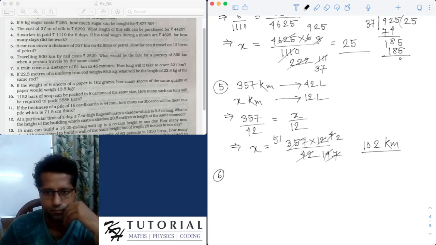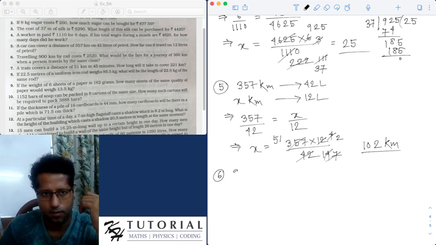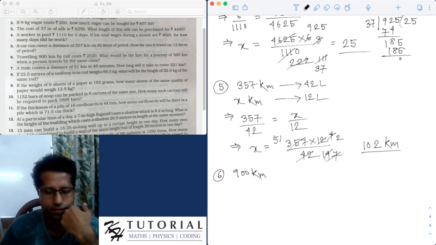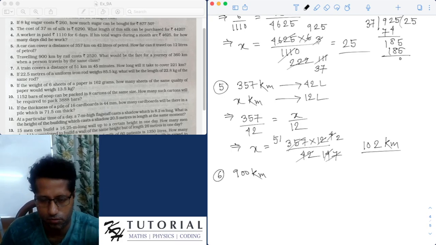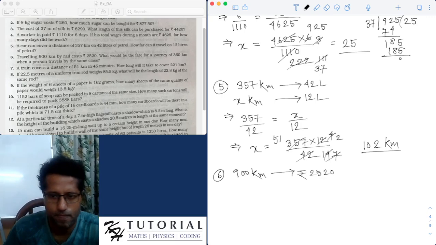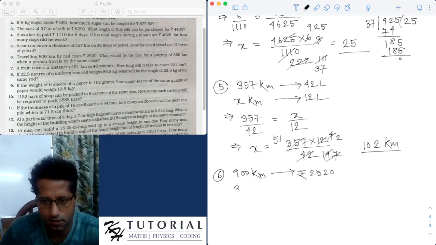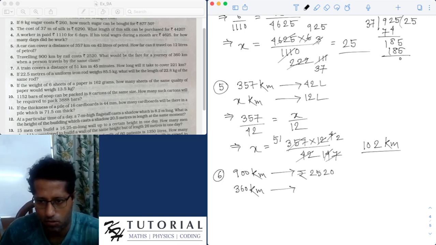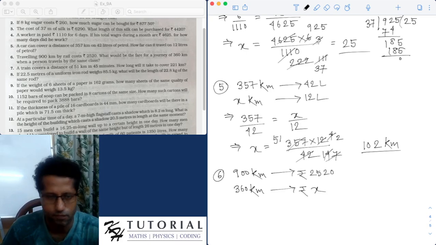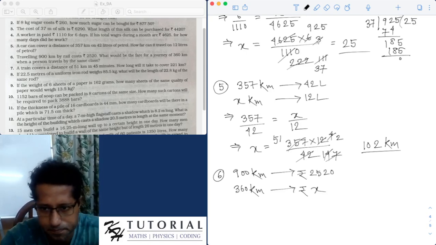variation. So it is given that traveling by rail 900 kilometer, the cost is given to be 2520. Now it has asked what would be the fare for a journey of 360 kilometer. Okay, so let's say 360 kilometer, if we travel by rail in the same class, we'll assume the cost to be rupees x. Whatever it is asking, we will assume that to be x.